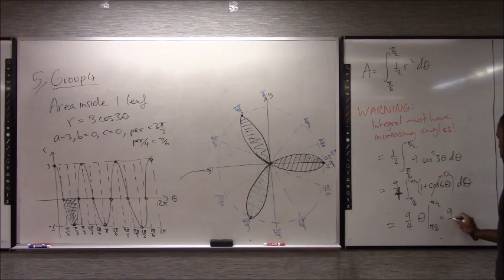So that's 9 over 4 times pi over 2 minus pi over 6. So that's 3 pi over 6 minus pi over 6 is 2 pi over 6, which is pi over 3. So it's 9 over 4 times pi over 3. So it's 3 pi over 4. Was that what you got? Yep. So that was the area here.